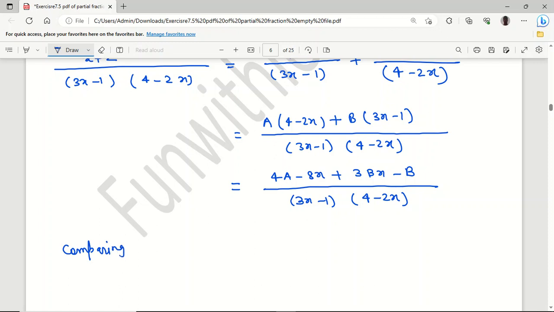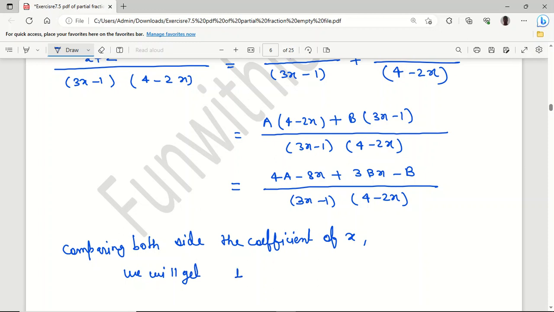We are comparing the coefficient of x on both sides. So we'll get 1 from the LHS, and from the RHS we will get minus 8 plus 3B. So this is equation number 1.